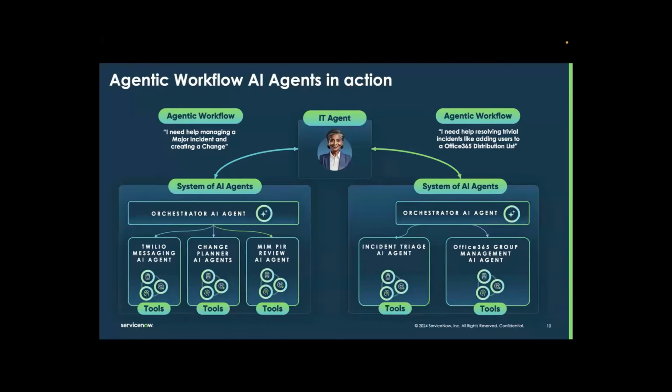Likewise, for the other use case, I need help resolving trivial incidents like adding users to an Office 365 distribution list. Again, here there are 2 AI agents, and they're using a different set of tools to finish the incident triage and then add the set of users to the Office 365 distribution list.